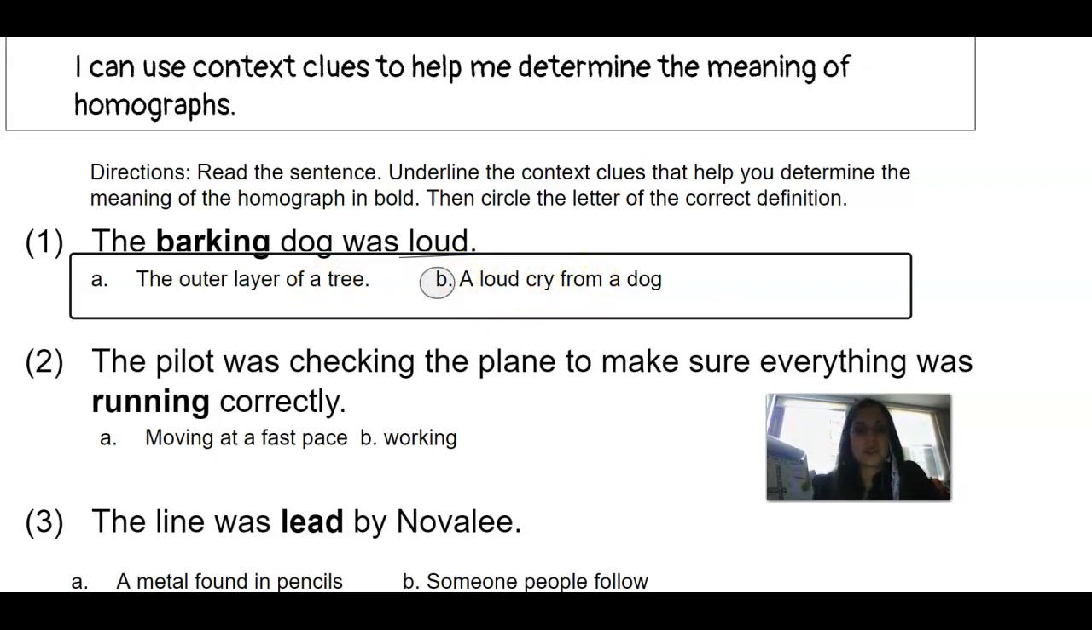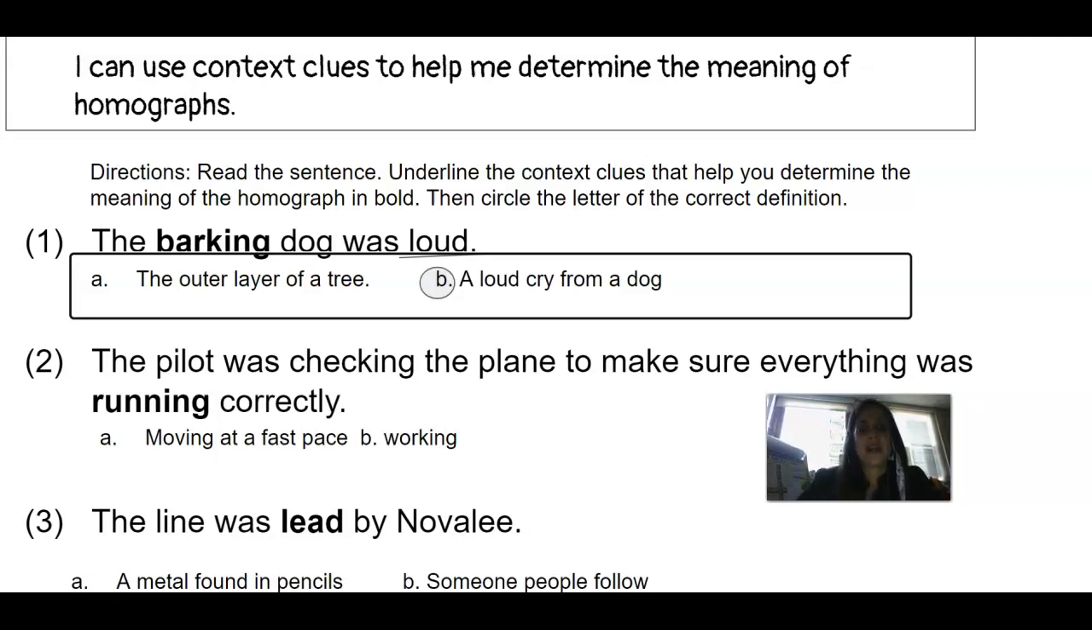Number 2, the pilot was checking the plane to make sure everything was running correctly. There is my homograph in bold. And now I'm going to think about my definitions. Run, if I look inside the word, could either mean to move fast, or it could mean work. Something runs or something works.